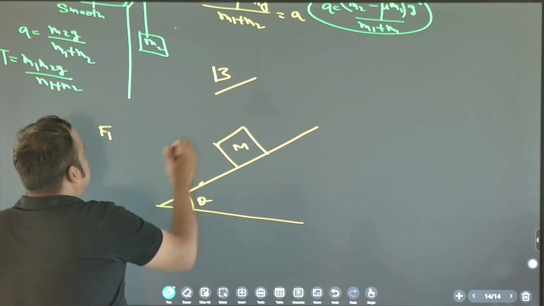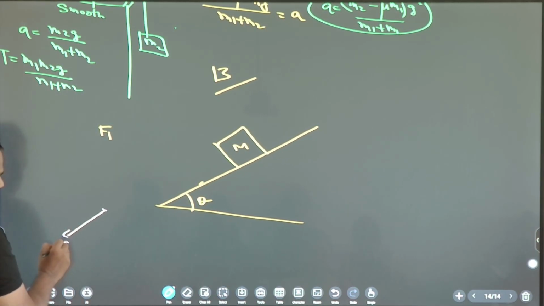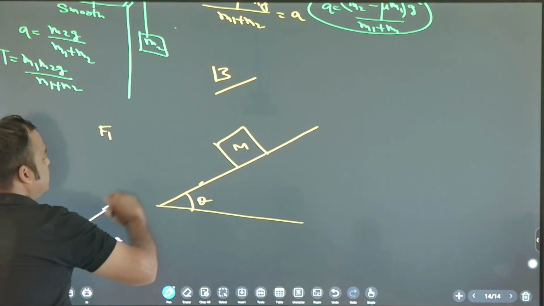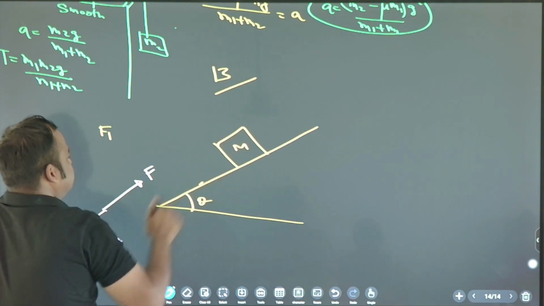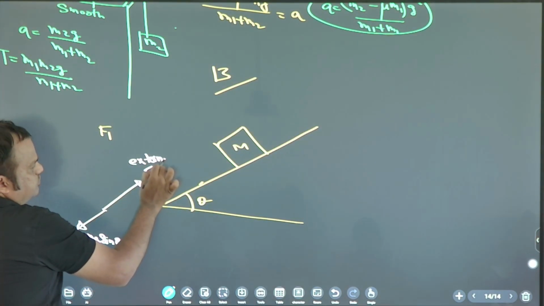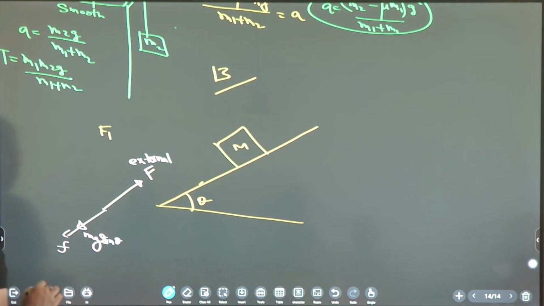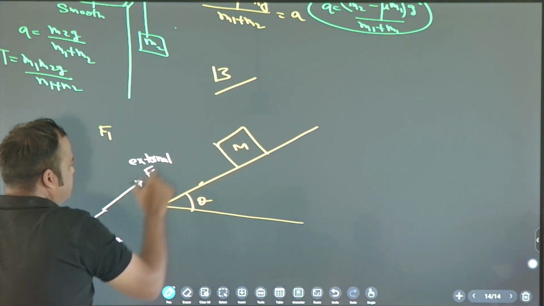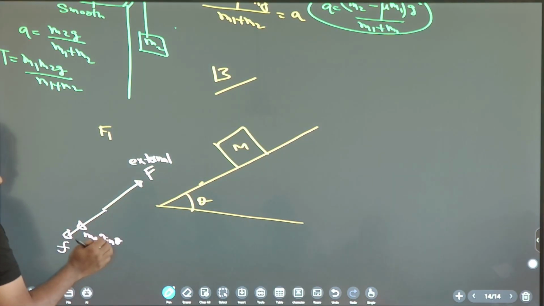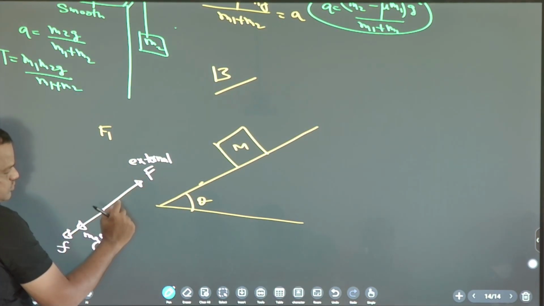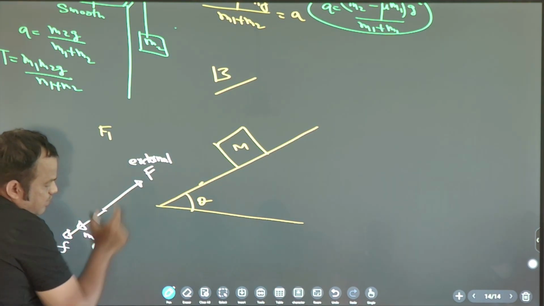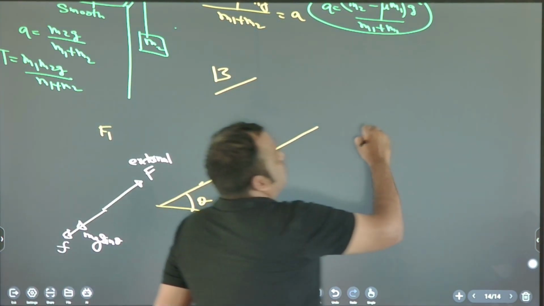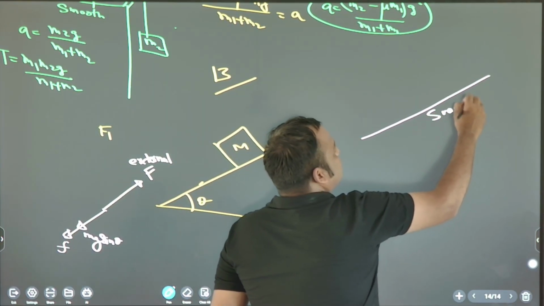So see, this will be friction and mg sin theta, and you are exerting force up the plane. So this is the external force, correct? You want to just move it. Suppose you are exerting mg sin theta. It will move or not? It will not move, because for a smooth surface it will move.